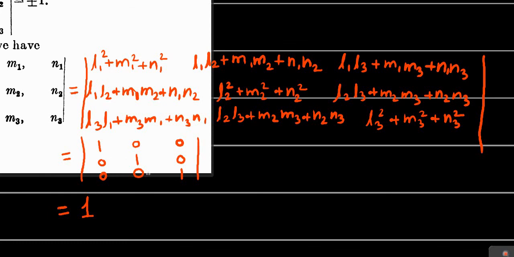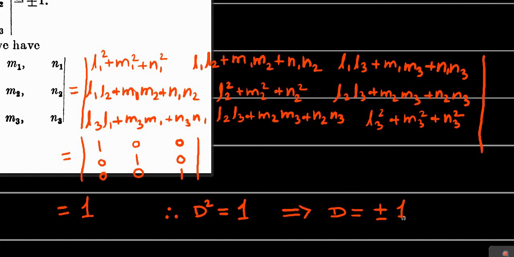Value of this determinant is 1. So what we obtained? We have obtained that D square is equal to 1. So taking the square root of both sides, it will give us that D is equal to plus or minus 1, as we know that the square root of 1 is plus 1 as well as minus 1.